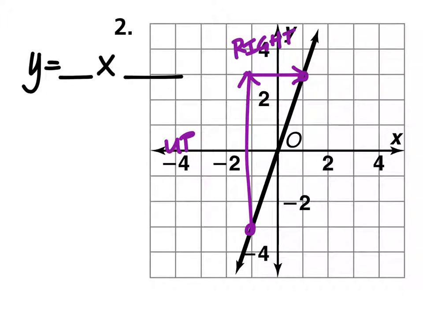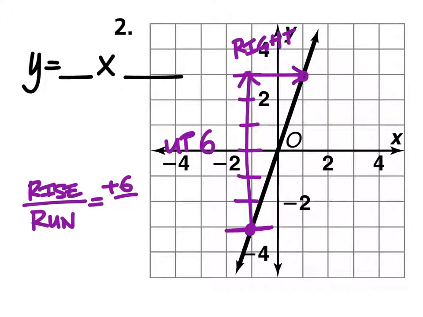Again, the question is how far up, starting here. 1, 2, 3, 4, 5, 6. So the slope went up 6, which is the rise, and then the run, starting here, 1, 2 to the right. So that's a +2. This simplifies to 3, and that is our slope, 3.